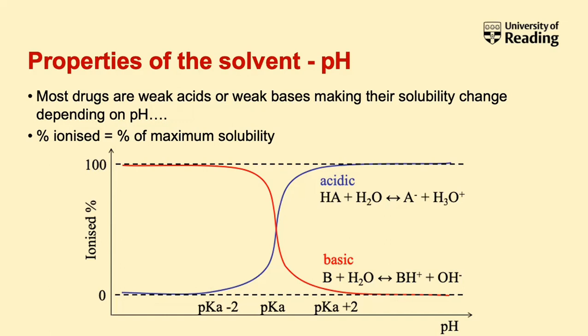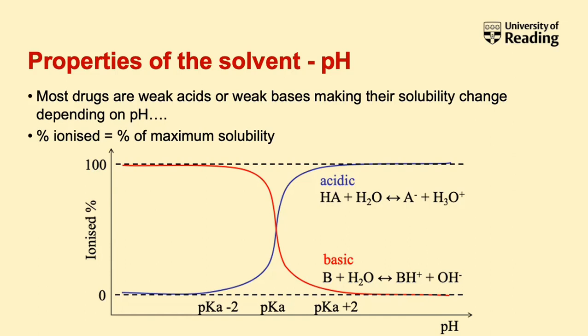If drugs are weak electrolytes, their solubility changes with pH. Weak electrolytes represent the vast majority of active ingredients. The solubility increases with degree of ionization. As you can see here, percentage ionization against pH, the percentage ionization is equal to the percentage of maximum solubility. So you can see that for an acidic drug, the percentage ionization increases with pH, and for a basic drug, the percentage ionization and therefore the solubility decreases with pH.